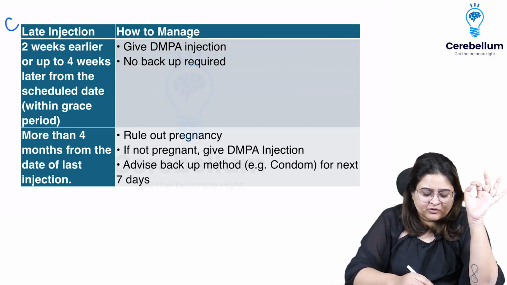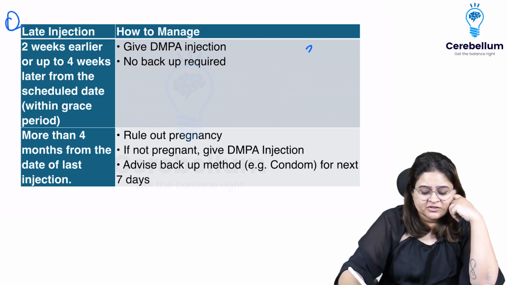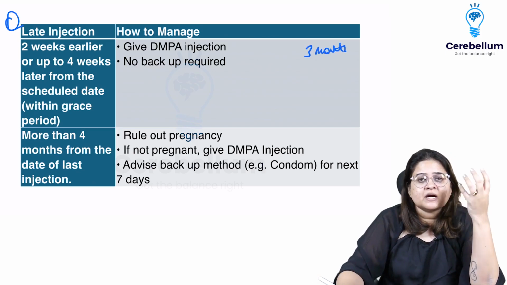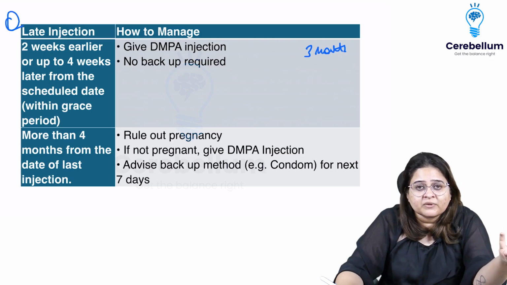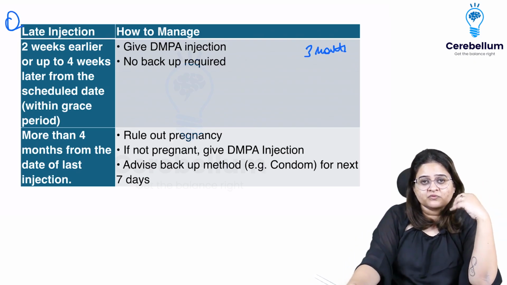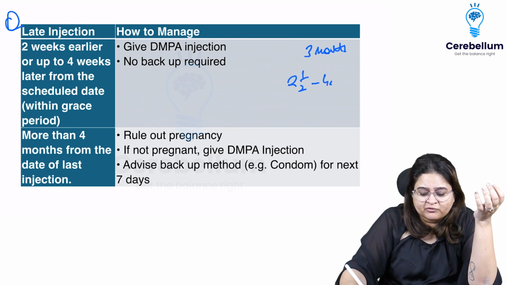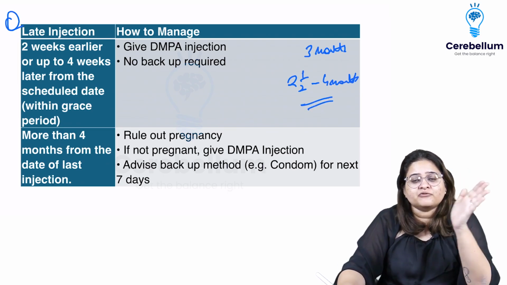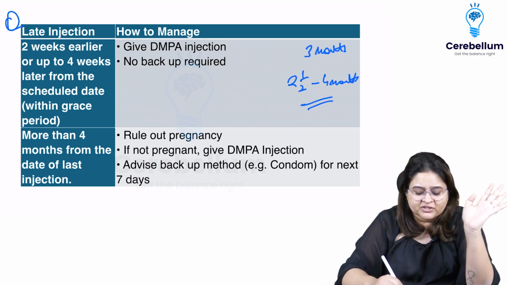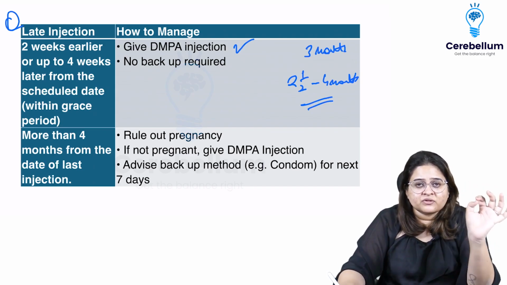Now, this again is a very commonly asked question, asked very recently: what to do if she comes late for the injection or if she comes early. So she had to get the injection at 3 months, but she has come at 2.5 months. Should you tell her, no, come after 15 days? You never know, she may not come again. So give it to her. If she comes up to 2 weeks early or up to 4 weeks late, that means anywhere between 2.5 to 4 months, she's supposed to come at 3 months, but she's come between 2.5 to 4 months, it doesn't matter. It's safe. Give her the injection. No backup required because I told you DMPA has a delayed return to fertility.